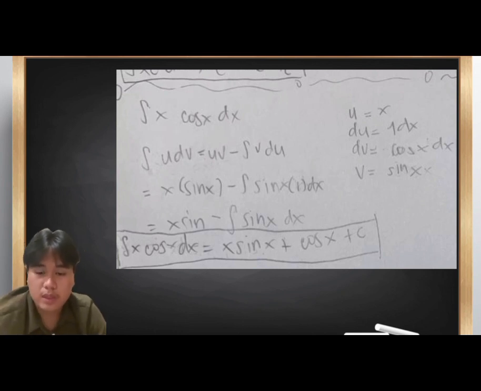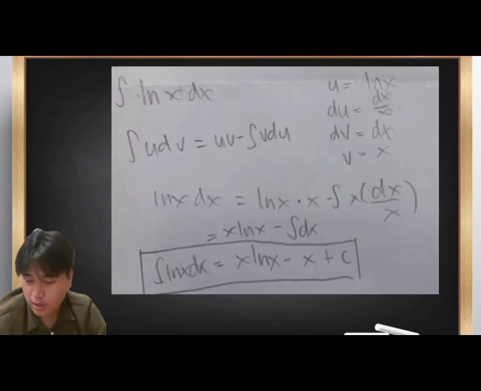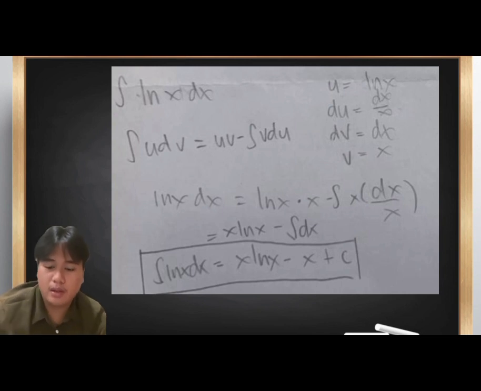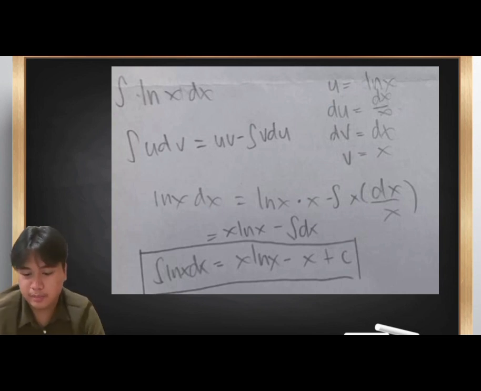Since we are done, we will add our arbitrary constant c. So our final answer is the integral of x cosine x dx is equal to x sine x plus cosine x plus c. Let's solve for another equation. The integral of ln x dx.